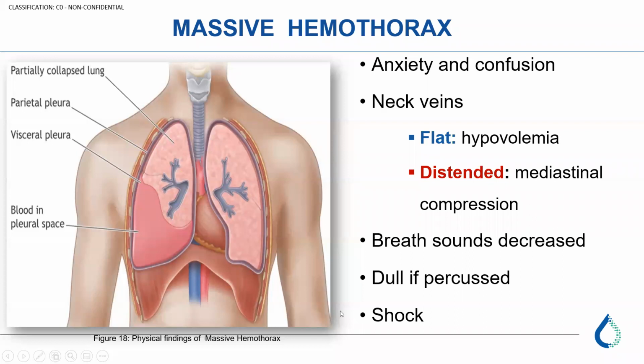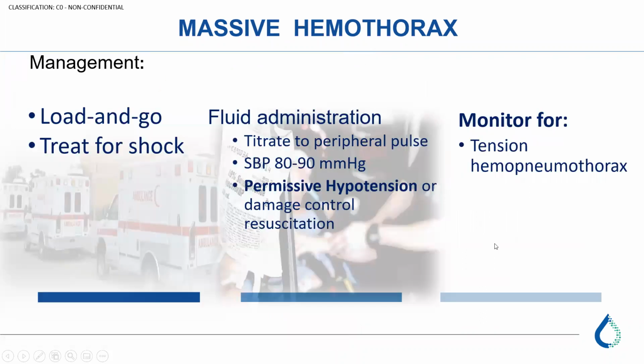Okay. So when you do your percussion, what will be the result? The breath sounds will be decreased on the affected side, and when you percuss, there will be a dull sound. And the patient will manifest signs and symptoms of shock. So that's massive hemothorax. So what are the interventions that we can do at the scene? It's a load and go.